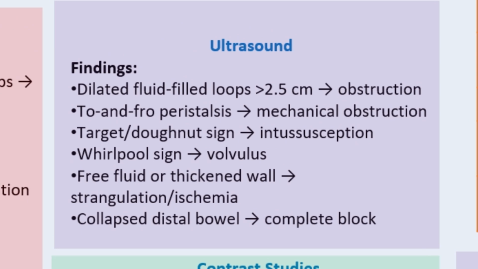We can have the target sign predominant in intussusception. We can have the volvulus sign in volvulus. We can see free fluid and a thickened wall if we have strangulation or ischemia. Then we can have collapsed bowel, that is, the distal bowel can be collapsed if we have a complete blockage.